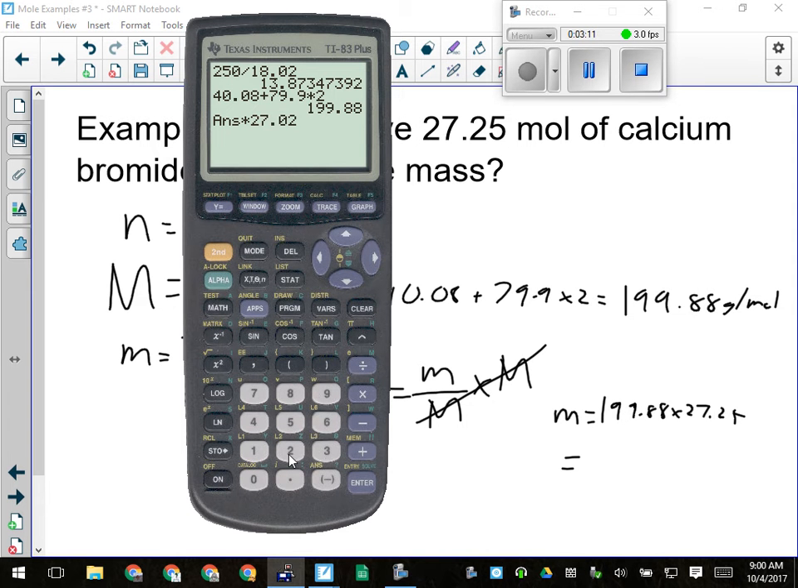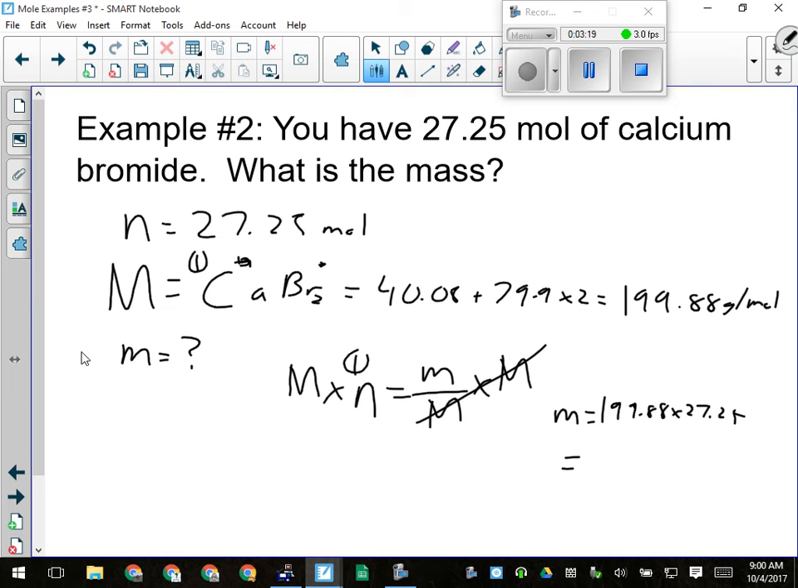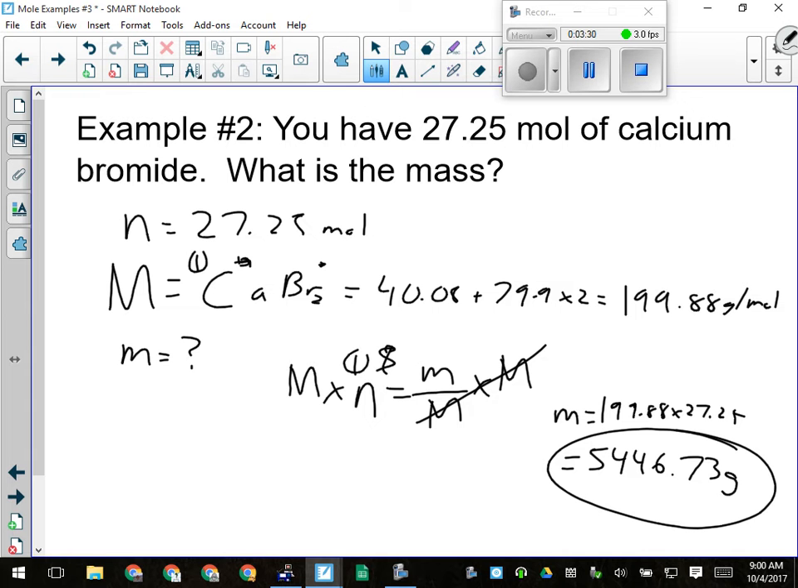Whoops, not 0.02, 0.25. Okay, so we're going to have 5,446.73. 0.73 what? Grams. So you get a mark for manipulating, a mark for plugging, a mark for your answer, 4 marks. Questions on number 2?